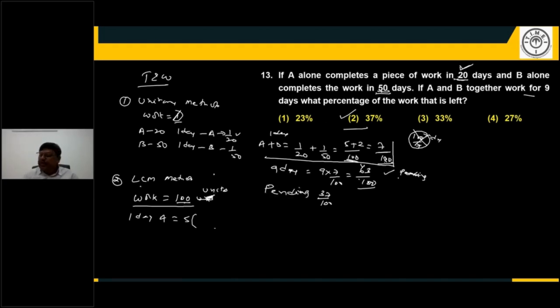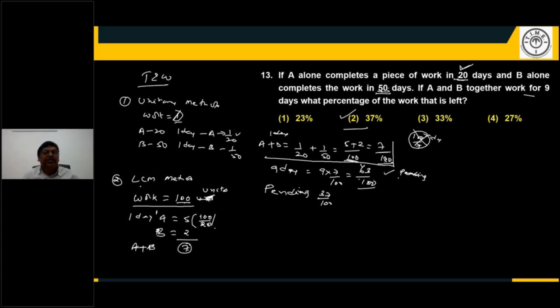100 by 20 will be 5. Similarly, students, what is 1 day's work of B? We take 50 days, so 1 day's work will be 100 by 50, which is 2 units. So in 1 day, A and B together will do how much work? You can calculate orally without writing much on the paper: 5 plus 2, 7 units.